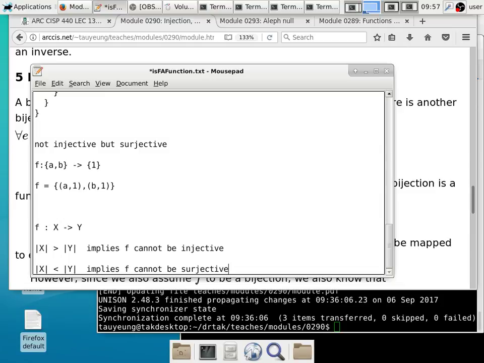Right? Yep, go ahead. You cannot have an inverse unless it is bijective. That is correct. In order for an inverse function to exist, it has to be a bijection. Is it okay so far?